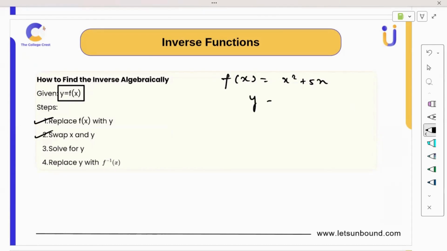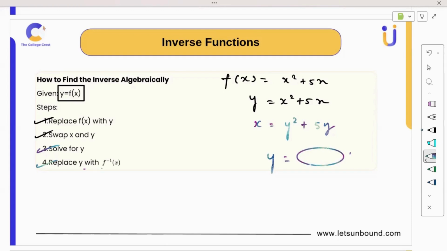For example, y equal to x squared plus 5x. Swapping means all x will turn to y and all y will turn to x. So I will get x equal to y squared plus 5y. Now solve for y, or make y the subject. Then replace y with f inverse of x, so we will have f inverse of x in terms of x. This is how we will do it.